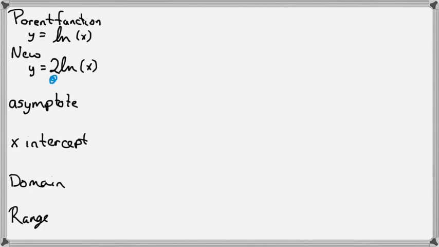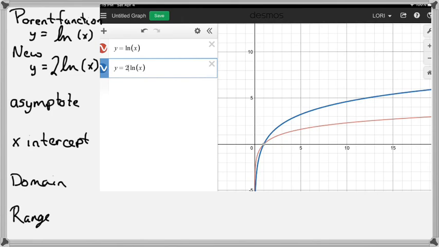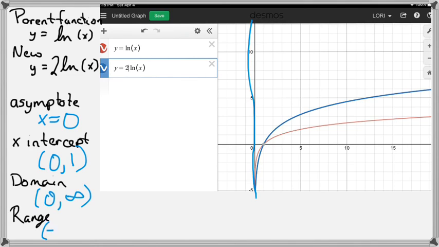If we have an a of 2, that's going to be a stretch. Again, our asymptote is x equals 0. Our x-intercept is (1, 0). Our domain starts at the asymptote and goes to positive infinity. And our range starts at negative infinity and goes to positive infinity. So our range is going to be consistently, every single time, there's nothing that can change our range, negative infinity to positive infinity.